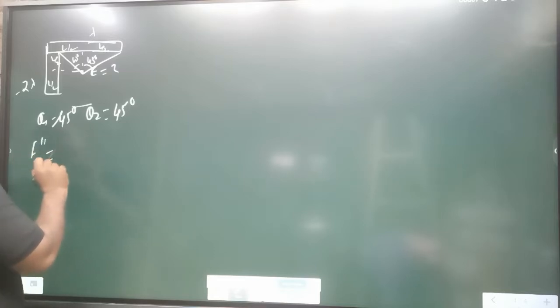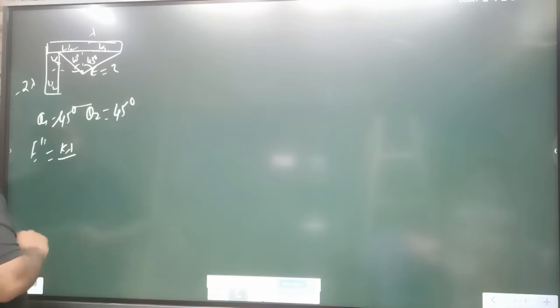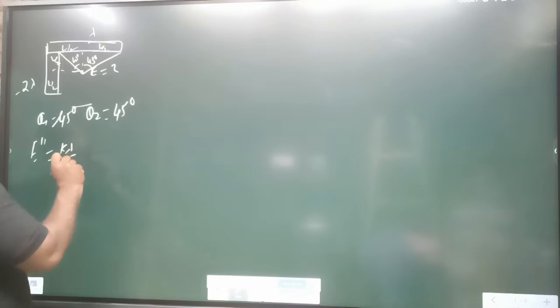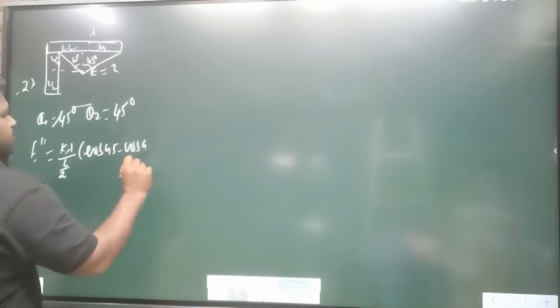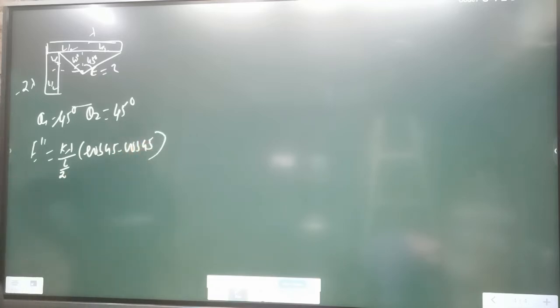Then E parallel is K lambda upon D. What is the value of D? L by 2. Total length is L, this is half of it, so D becomes L by 2. Into cos 45 minus cos 45, which is 0. Means E parallel is 0.